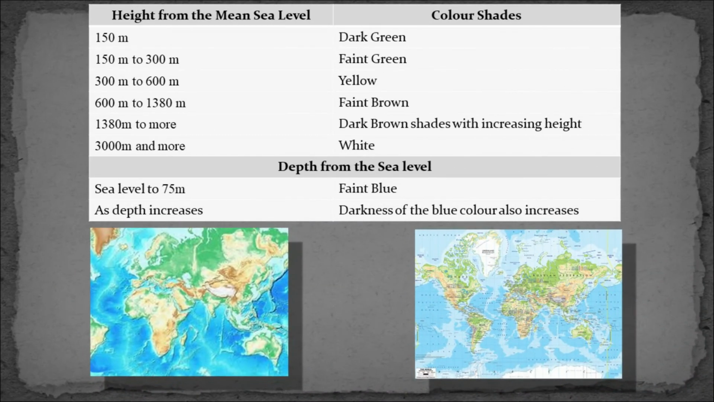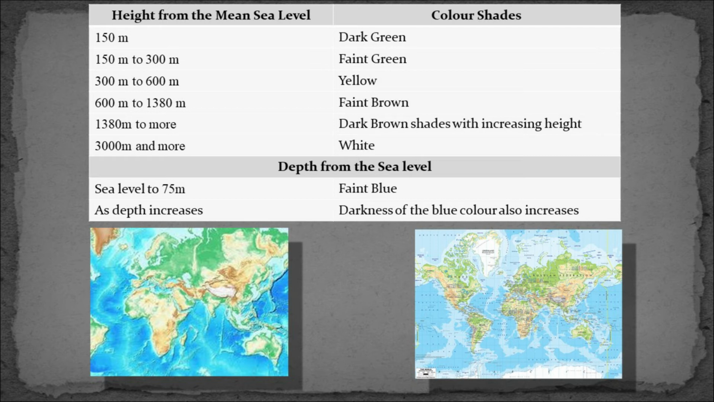The following table is representing the standard color shades used to prepare a layer shading map. It denotes height from the mean sea level and accordingly the standard color shade assigned for that particular height. For the first 150 meters, a dark green shade is assigned.